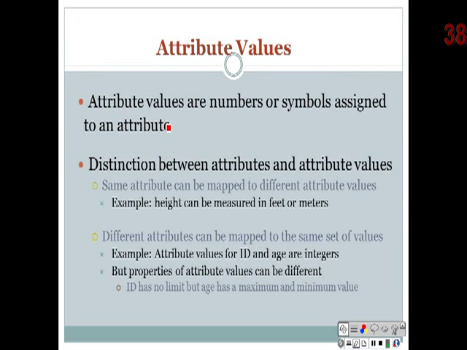Attribute value. The attribute values are numbers or symbols assigned to an attribute. There is a distinction between attribute and attribute value. The attribute is the name, and the value is what is assigned to that attribute. Some attributes can be mapped to different attribute values. For example, height can be measured in feet or meters, but in your data set, you have to decide which measure you're going to use. Different attributes can be mapped to the same set of values. For example, attribute values for ID and age are integers, but the properties of the attribute values can be different. ID has no limits, but age has a maximum or minimum value.